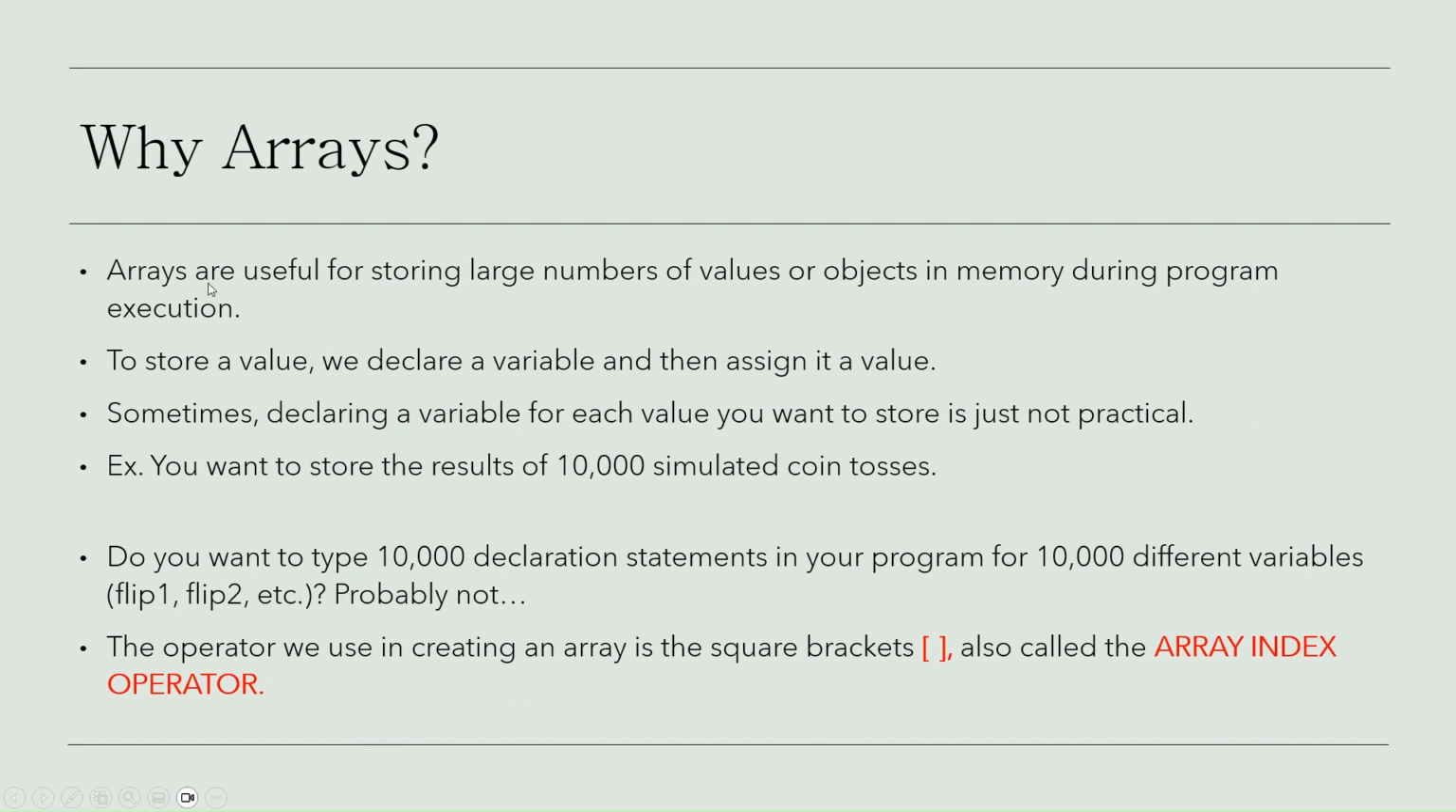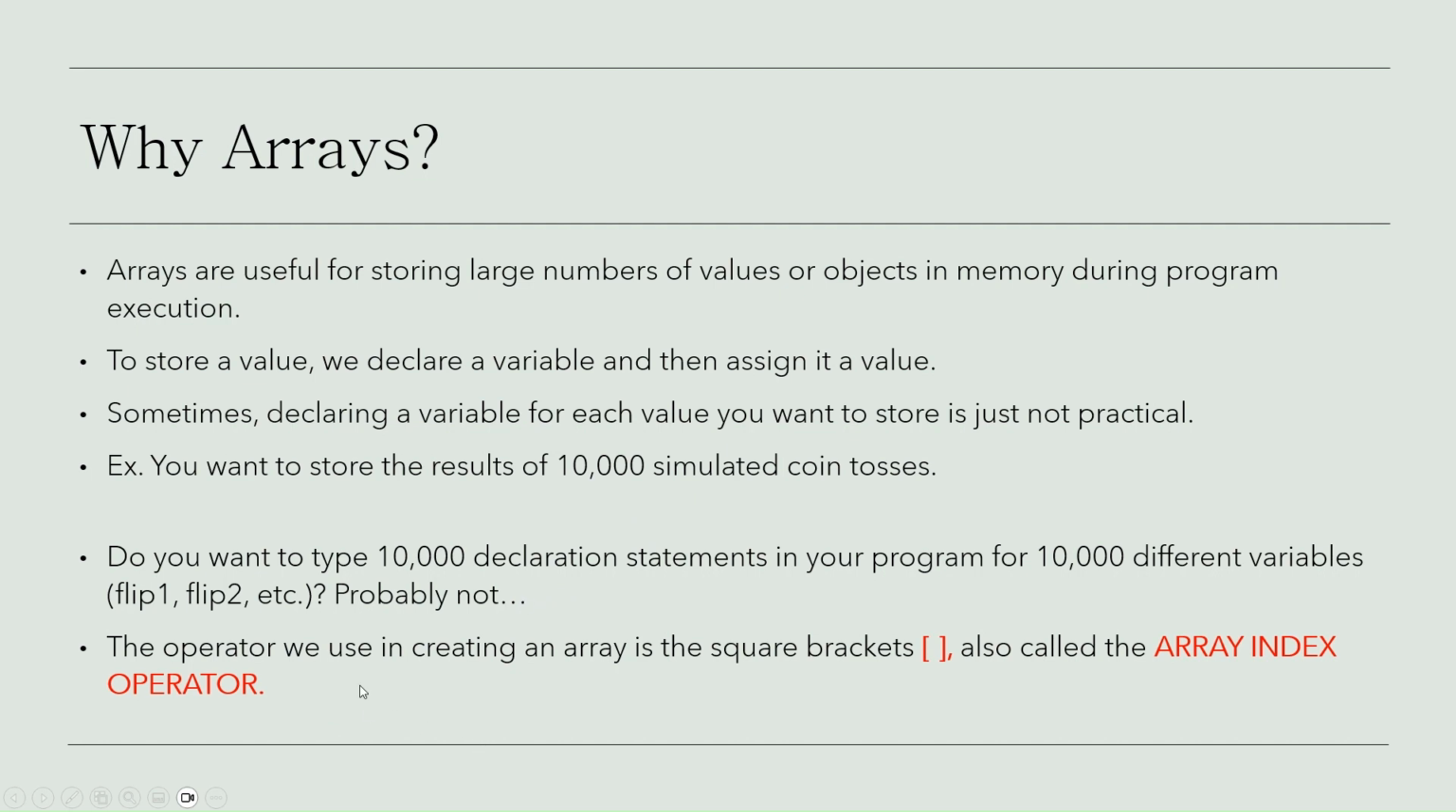Why arrays? Arrays are useful for storing a large number of values or objects in memory during program execution. To store a value, we declare a variable and then assign it a value. This is the regular way we declare a variable. Sometimes declaring a variable for each value you want to store is just not practical. For example, if you have a toss simulator and you do 10,000 tosses and you want to store all the tosses in the program, I don't think it's very practical to create 10,000 variables and store the values there. So an array will be a very good option.